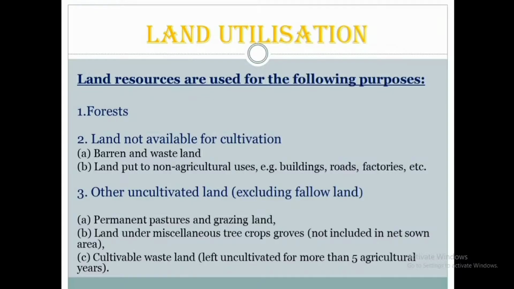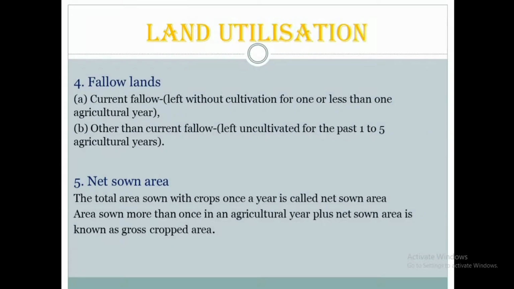And this type of land can be used for three purposes. The first one being permanent pastures and grazing land, the second one being land under miscellaneous tree crops groves, and the third one being cultivable wasteland that is left for more than 5 agricultural years. The fourth purpose of the land being fallow land that we have already talked about, and the fifth one being net sown area. And this is the total area sown with crops once a year.